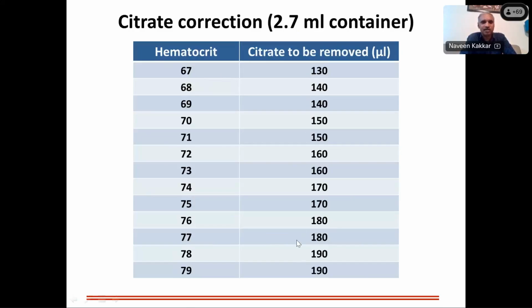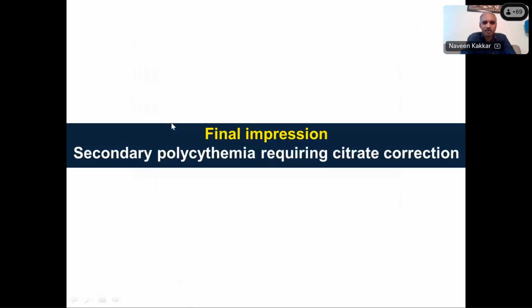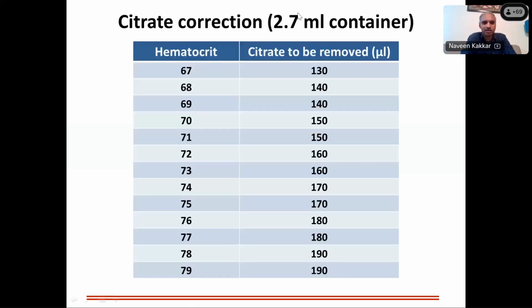So what does this mean? In our patient, the hematocrit was 70. If we were using a 2.7 ml container, which has 300 microliters of anticoagulant, sodium citrate, then since our hematocrit is 70, we need to take out 150 microliters of anticoagulant and discard it. So 150 is left in the tube now, and in this tube, the repeat sample is taken.